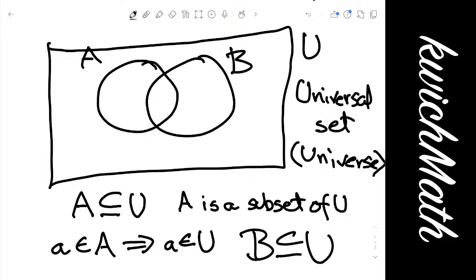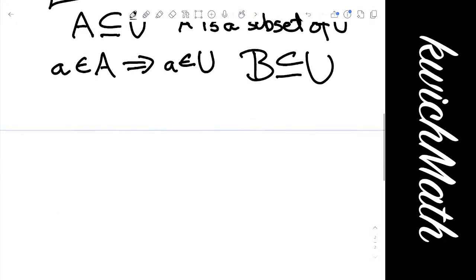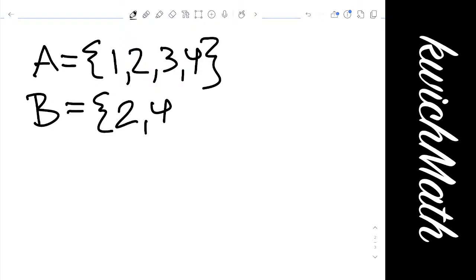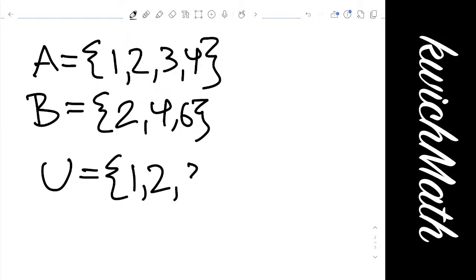So let us do an example. Right. So, for instance, let's say that in this example, our set A is the numbers from 1 to 4. B is the set 2, 4, and 6. And the universal set in this case is just 1 all the way up to 7.